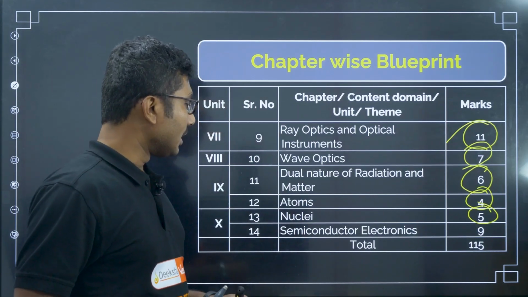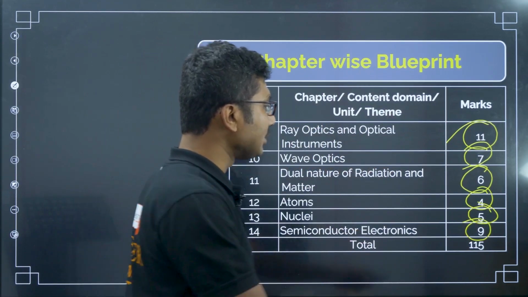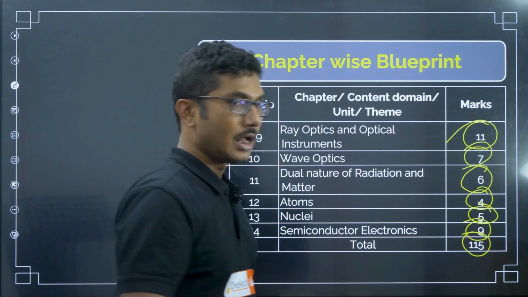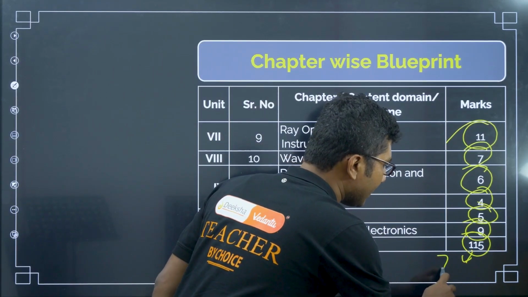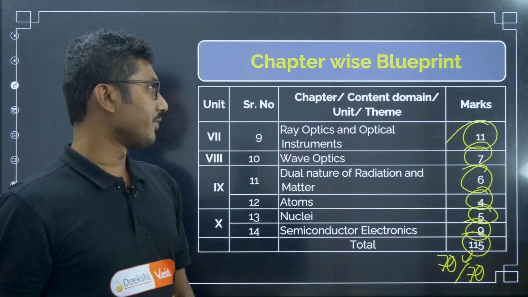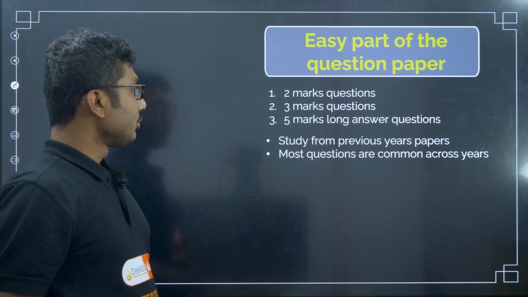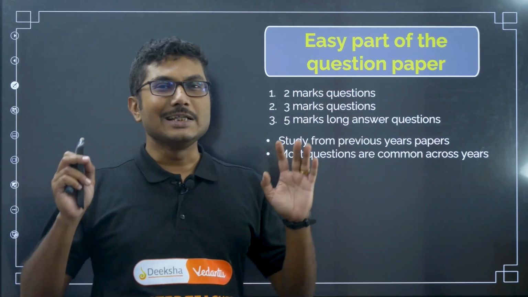Semiconductor electronics has 9 marks. So the total marks you can see is 115. Out of that you have to answer 70 marks, and we are planning to score 70 marks. So let's move on to the next part, what are the easy parts of the question paper.